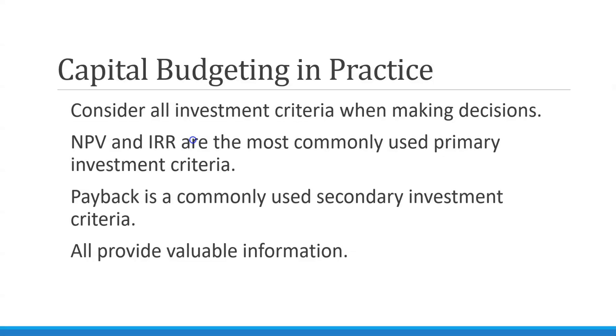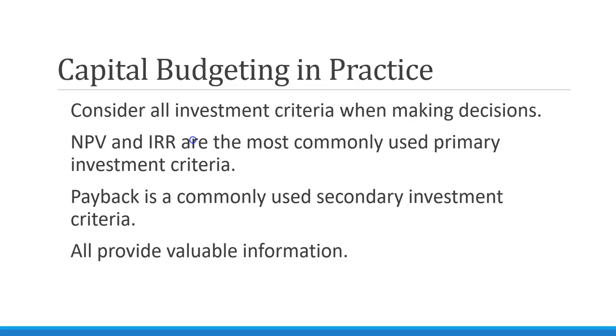Capital budgeting in practice, we should really look at all investment criteria when making decisions. It's not a good idea to just select one method and use that for all of your decision making. There are multiple methods, and using them as a whole to get an idea about the capital budgeting decisions. Net present value and internal rate of return are the most commonly used for the primary investment criteria, followed by payback method as secondary investment criteria. They all provide valuable information.